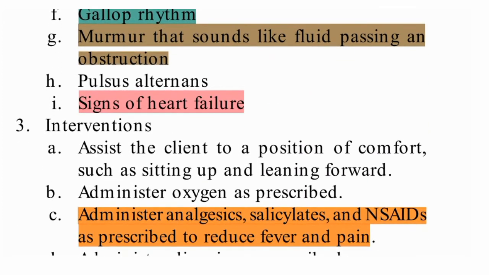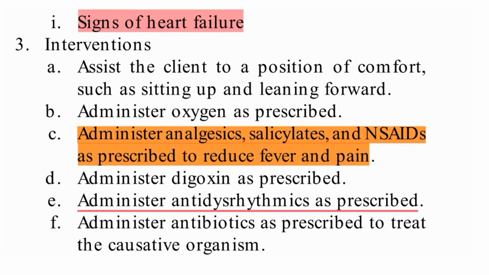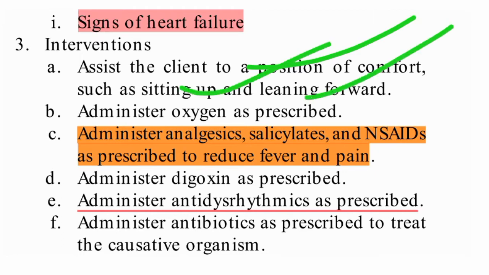Okay, so what interventions do we need to do? Assist the client to a position of comfort, such as sitting and leaning forward. Same as I told you in pericarditis, there are only these positions: sitting or leaning forward. Oxygen we need to administer, and NSAIDs, okay, and steroids also we can give to reduce the fever and pain.